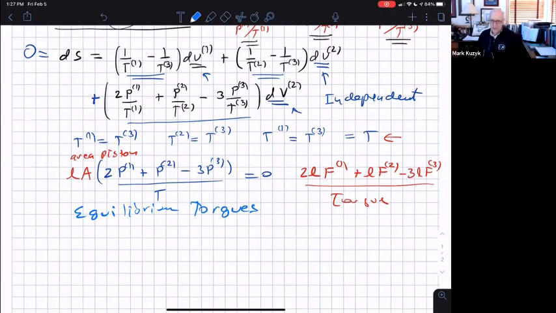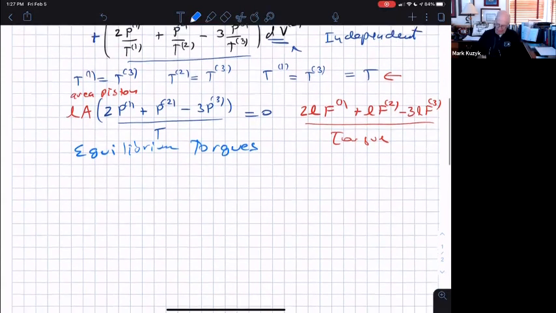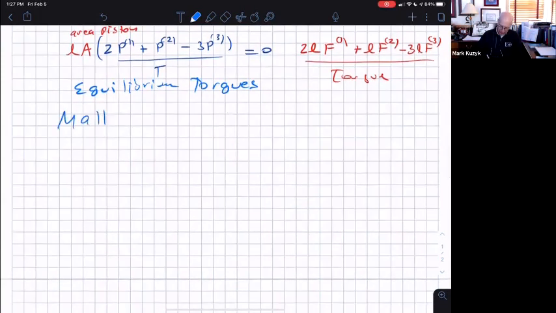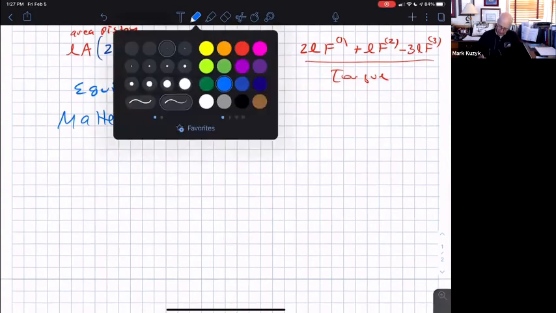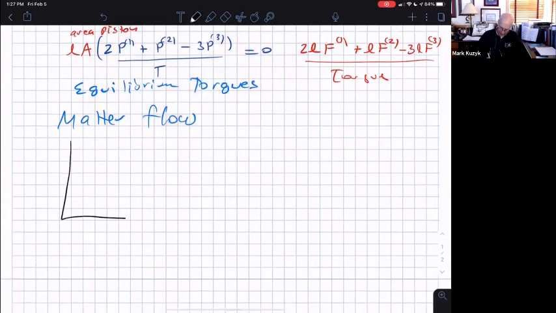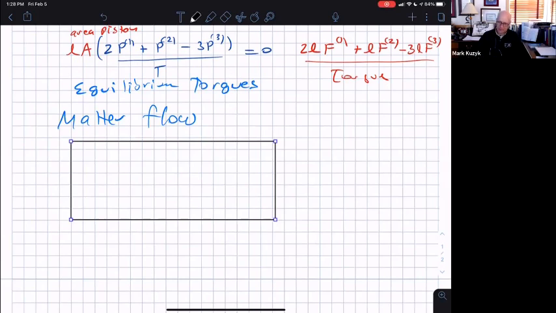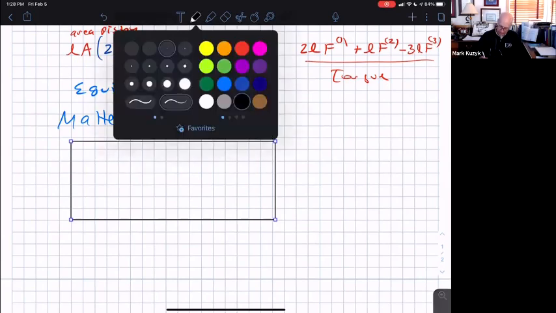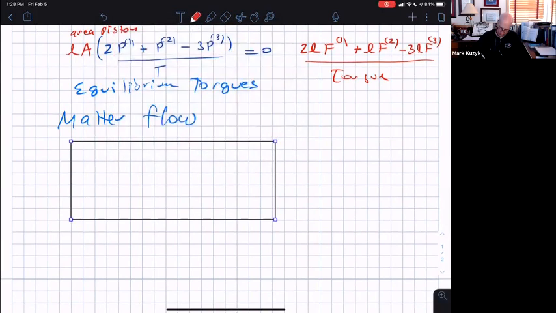All right, good. So that's the end of that. And then the next topic we're going to talk about is matter flow. So if you think about it, we've already talked about heat flow, and here we've talked about how the torques can balance out. And now we're going to set up our system where we have a box like we had before, and then we'll have our piston inside. But now the piston is not going to be able to move.